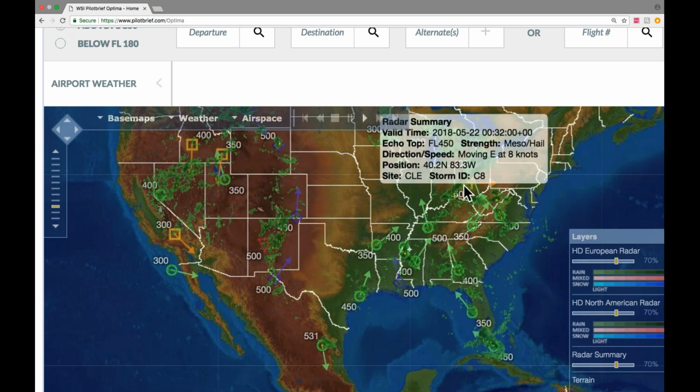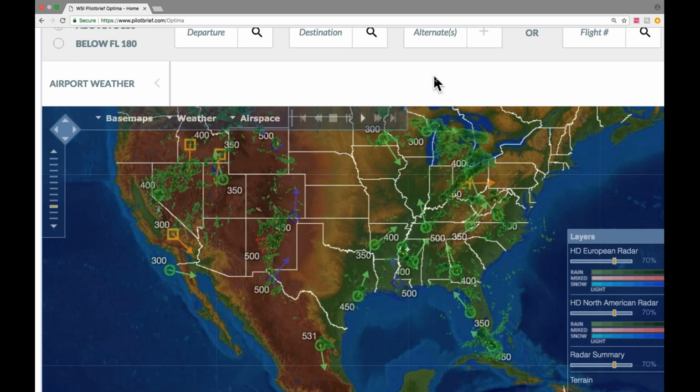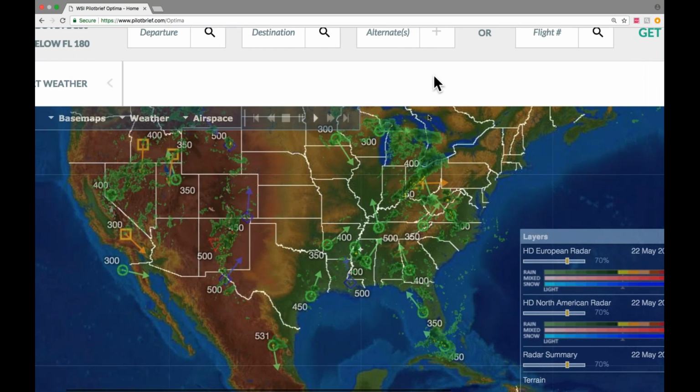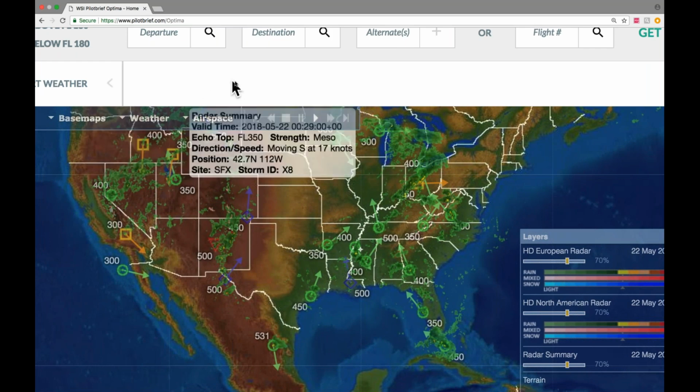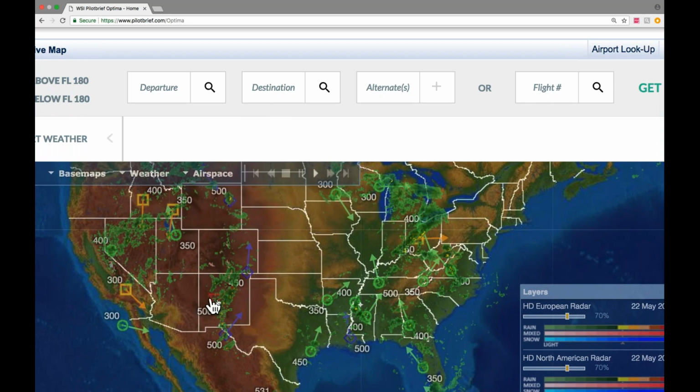You can also see that over here, but it's kind of weird. The surface chart is a little different looking than what we have going on here. Remember that the surface chart is a forecast, but these areas where you can see this TVS, that's where we're starting to see rotation, a tornadic rotation.